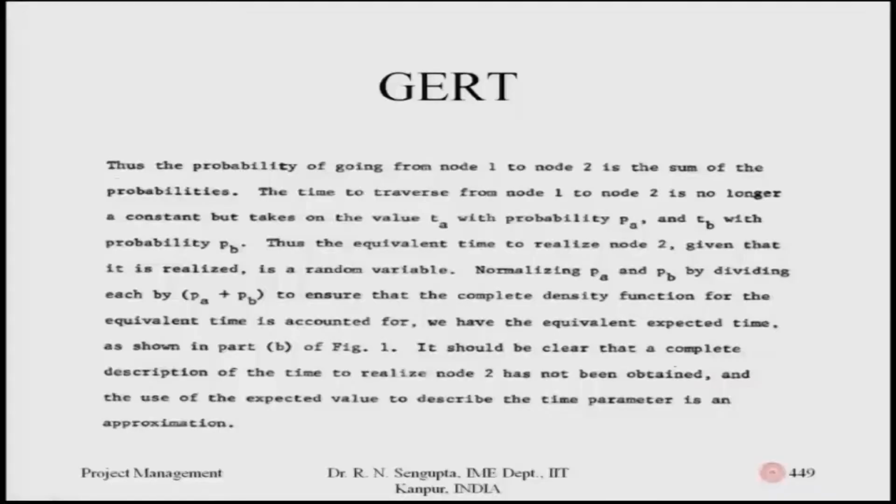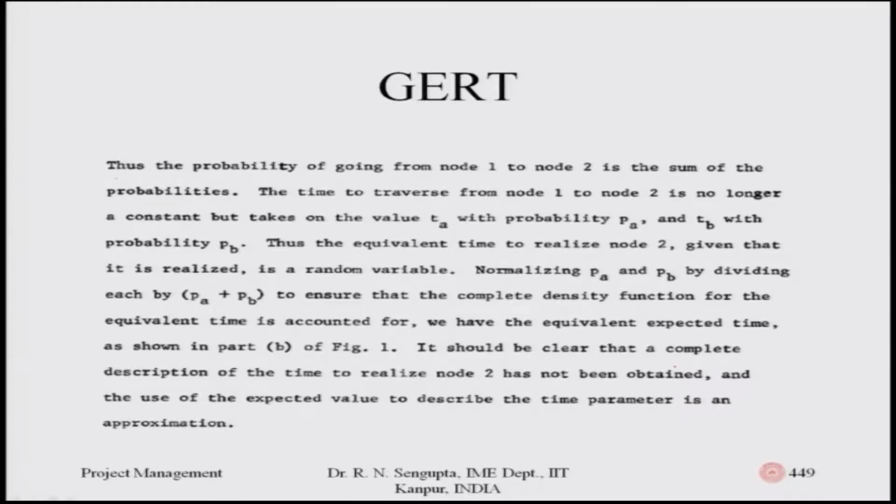Now, if I want to normalize things, so that I bring a similarity in the comparison, we normalize PA and PB by dividing by the sum of the probabilities. This ensures a complete density function for the equivalent time, and then we will have the equivalent expected time and the expected probability as calculated.